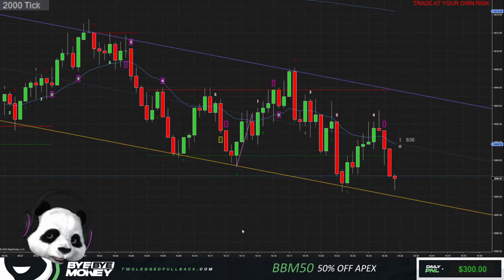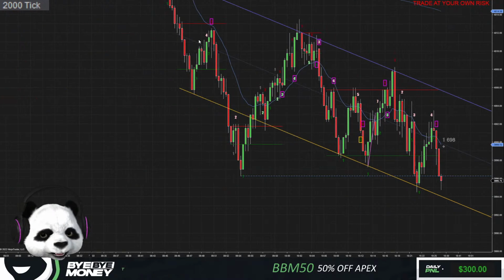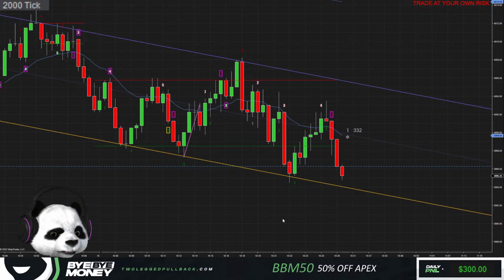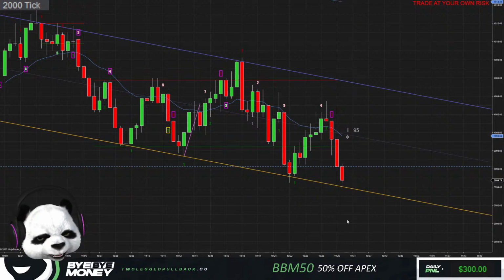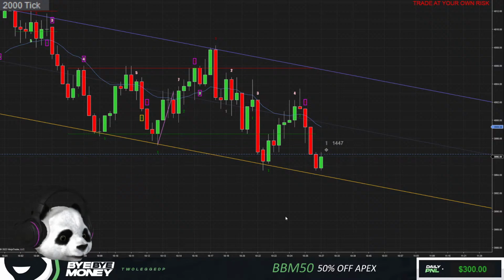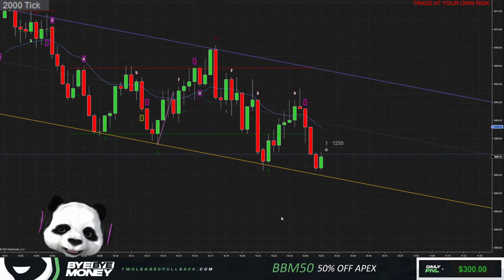Could have a strong move down. This channel might be irrelevant because the move down might be so strong. I might have to readjust this. 10,000 tick trap. Sheesh. Man.